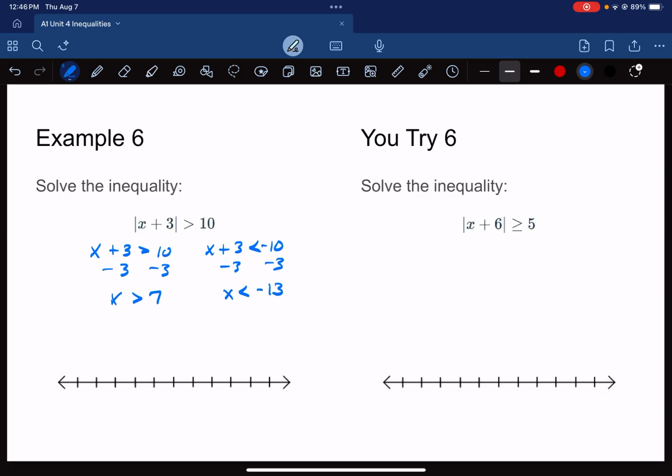So if I put negative 13 on this side and 7 on this side, at 7, it's open and it shades to the right, greater. And this one's open and it shades less, or left. Well, that's an OR statement. So I'm just going to write OR here and join them together. Okay? You try the next one there.